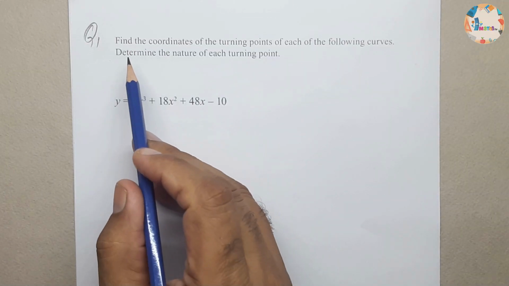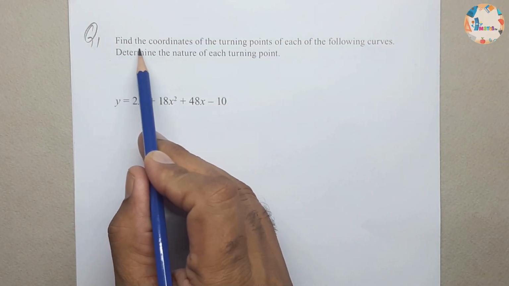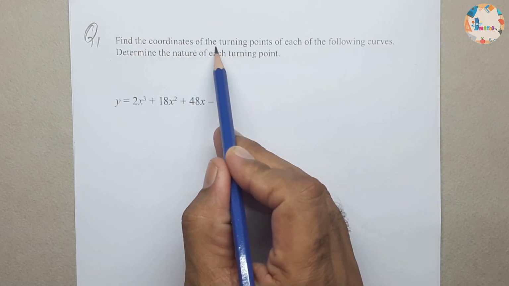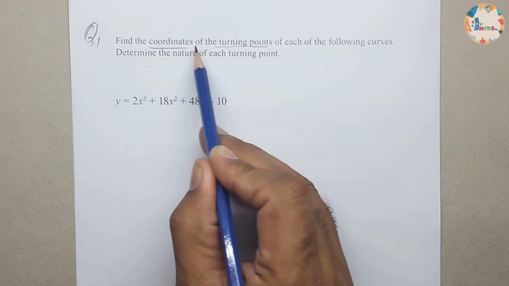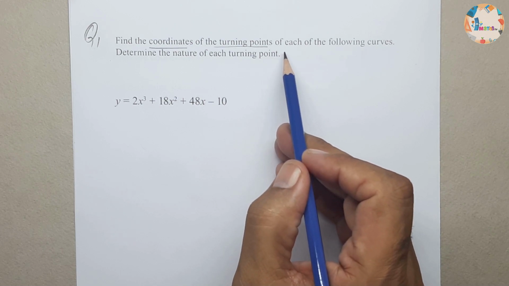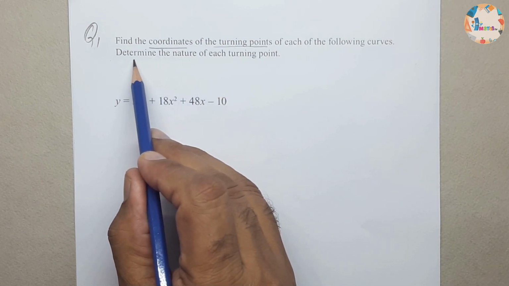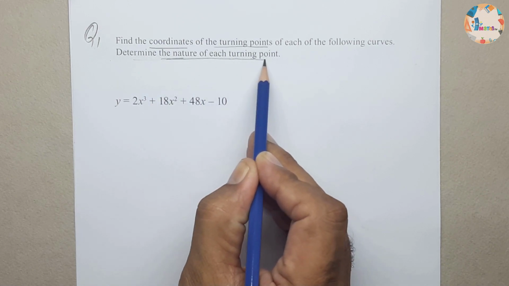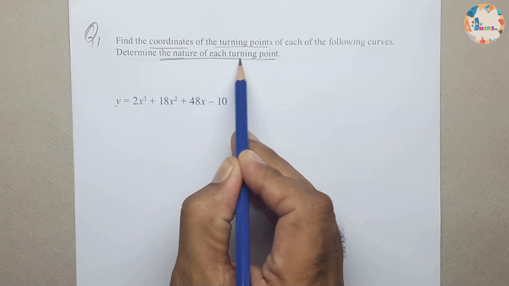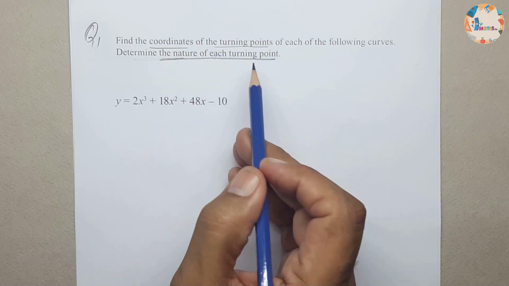So this is question 1 which we have chosen. Find the coordinates of the turning points of each of the following curves. Determine the nature, so the nature of the turning points is also required. First we will find the turning points.